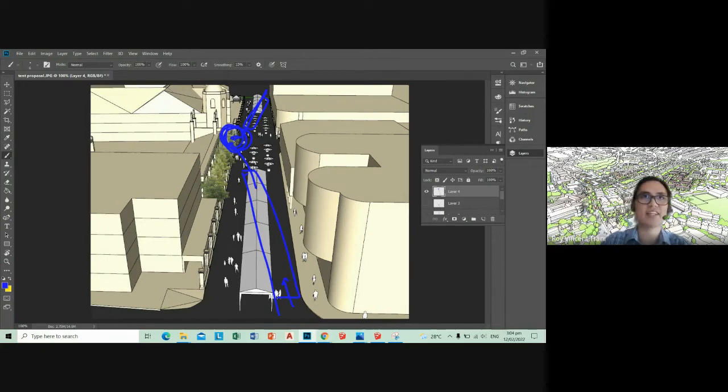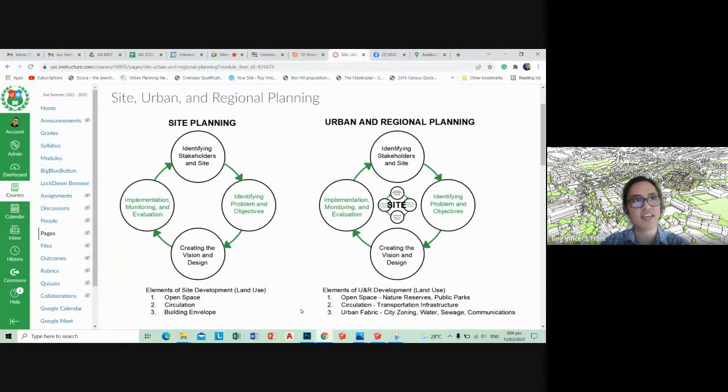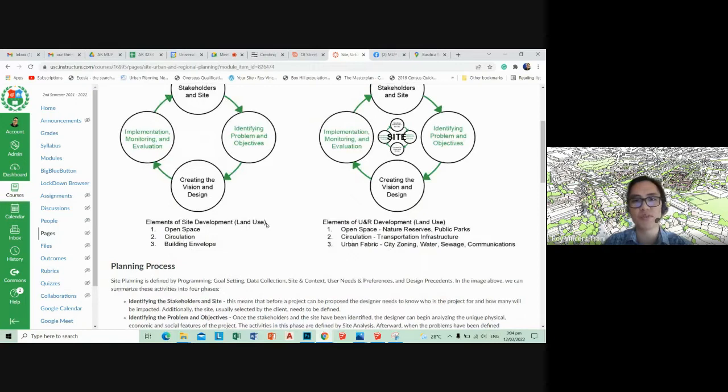On a larger scale, in a regional scale, circulation will also mean how do you plan roads? How do you plan routes?